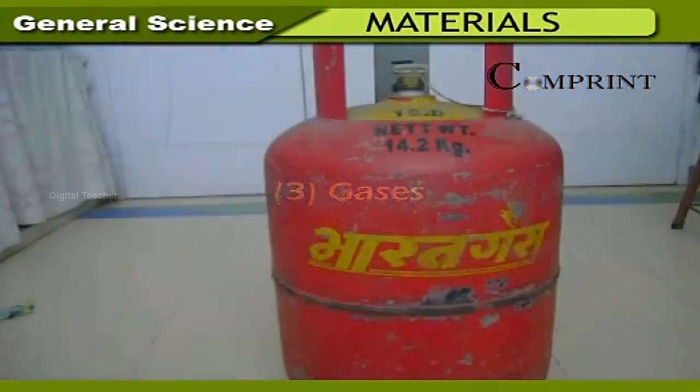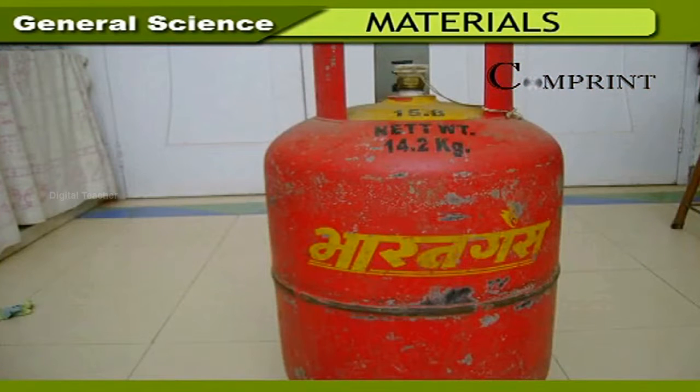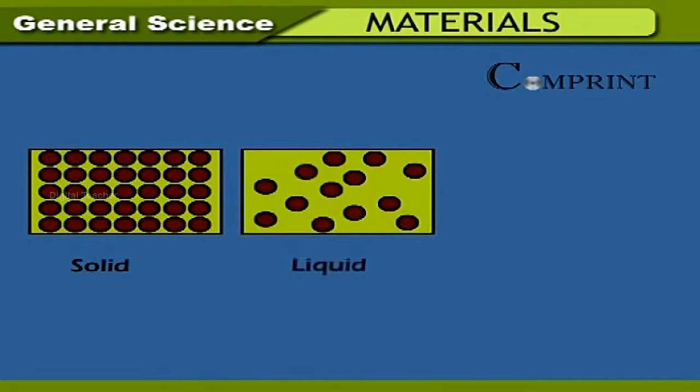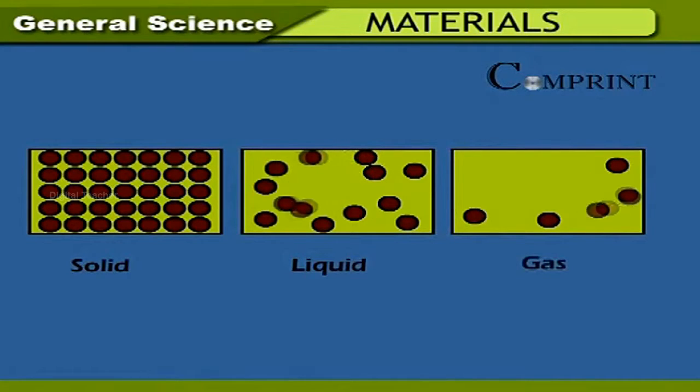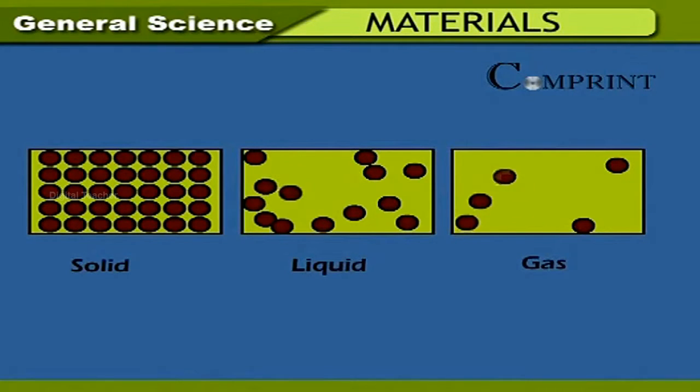Gases. Gas cylinders in our houses are filled with compressed gas. Molecules of gas in a balloon are also compressed because they are loosely arranged. Force of attraction between the molecules is very less in gases, which enables the molecules to move irregularly. Hence, they do not have definite shape. Examples of gases are smoke, air, oxygen and hydrogen.